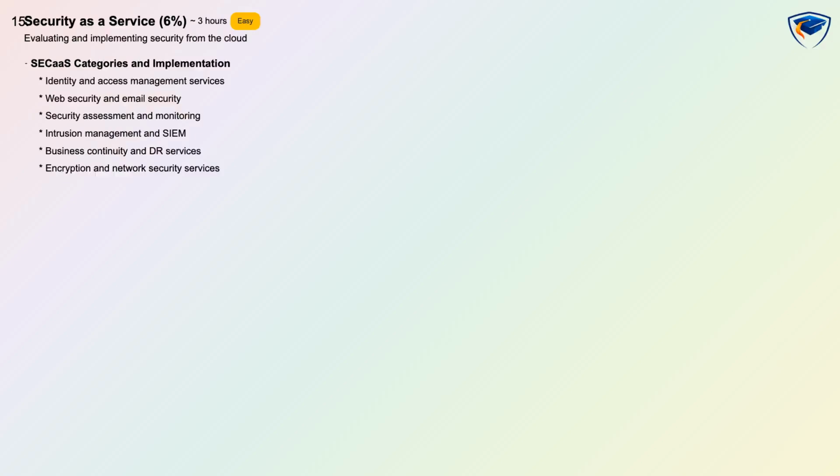Security as a service is 6%, easy difficulty, estimated 3 hours, and assessed conceptually and with scenarios. This domain covers SECaaS categories such as identity services, web and email security, security assessment and monitoring, SIEM and intrusion management, and encryption services from the cloud. You will learn how to evaluate SECaaS offerings and integrate them into an organization's security stack.